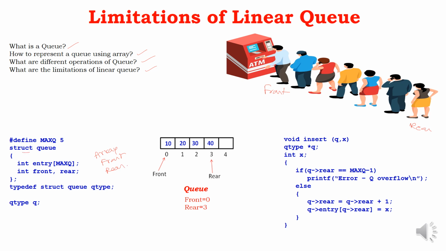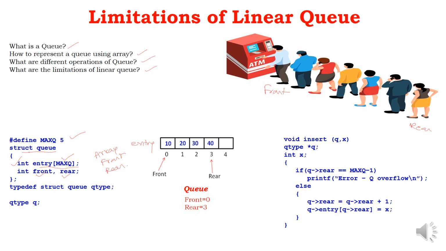See here, Q is a structure which is having an array and a variable called front and a variable called rear. Entry of MAXQ means here MAXQ is a constant, MAXQ 5, indicating that the maximum number of elements that can be placed in the queue is 5. Entry is the name of the array, which can store 5 elements, and it is having another two variables, front and rear, where front holds the position of the first element and rear holds the position of the last element.